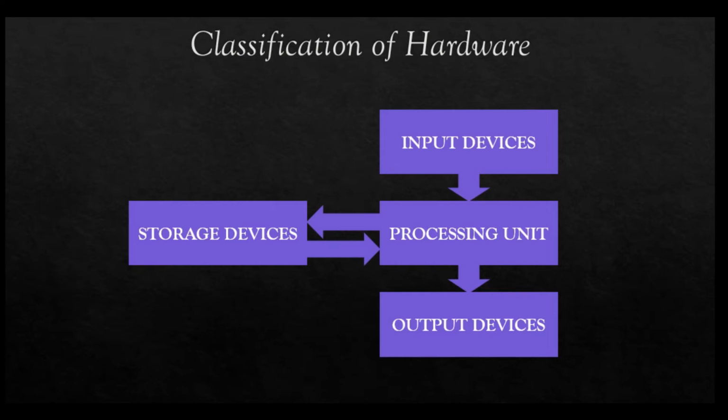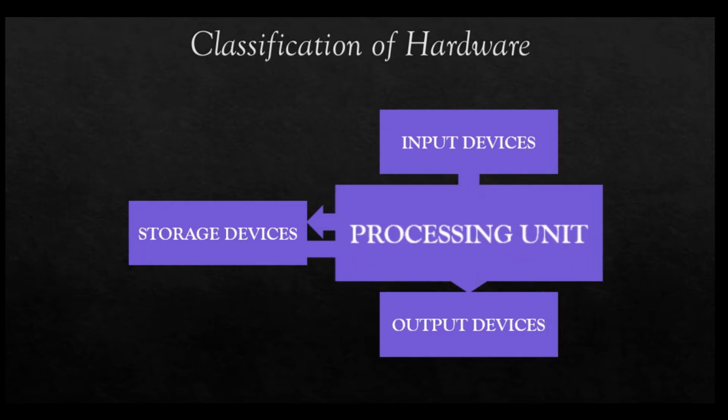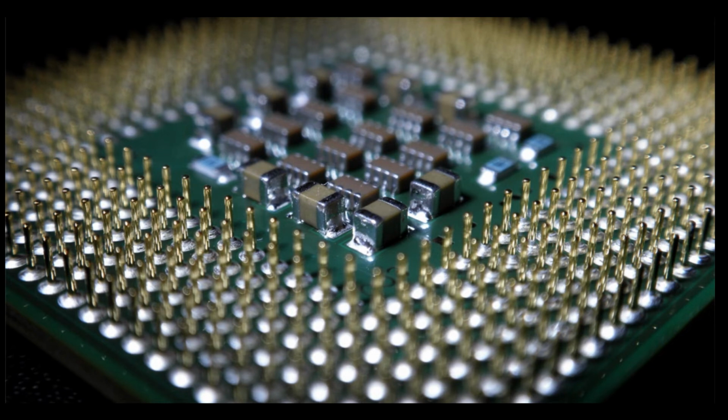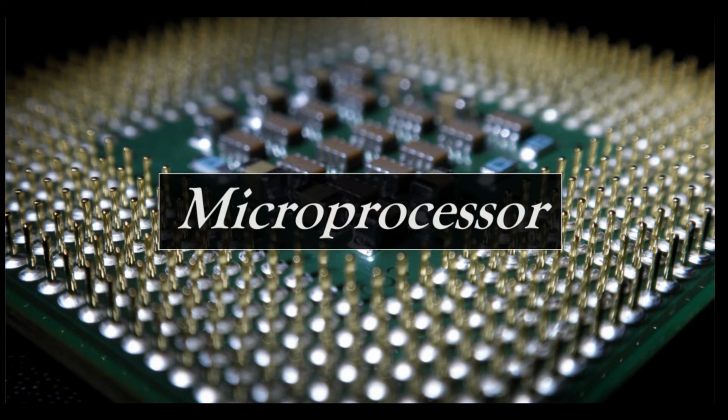What did you notice on the number of examples for each classification of hardware? Which classification has the most, and which classification has the least number of examples? You are correct. The processing unit has the least number of examples. This is also called the central processing unit, or simply microprocessor. Did you know that this is a very small chip, yet very powerful and intelligent?